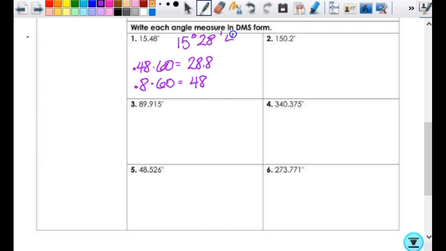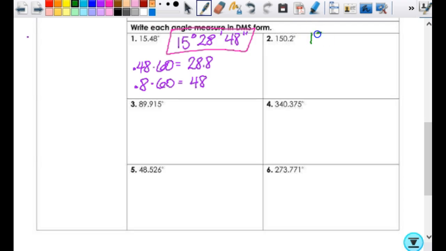So then it's 48 seconds. So that 15.48 degrees is 15 degrees, 28 minutes, 48 seconds. Okay. All right, so then let's do number 2.